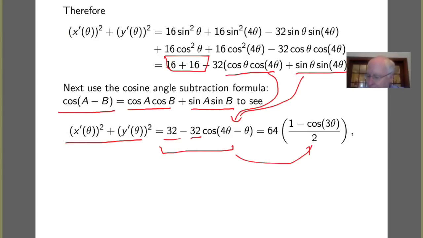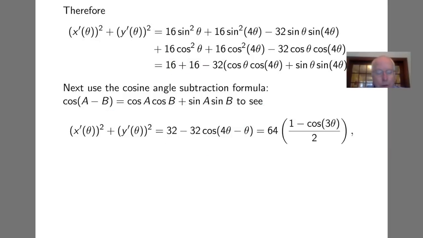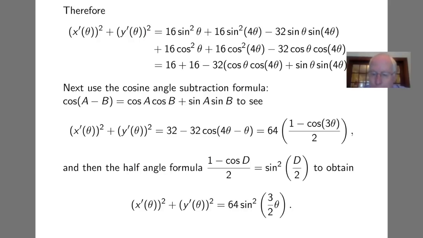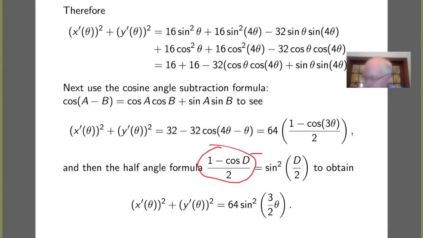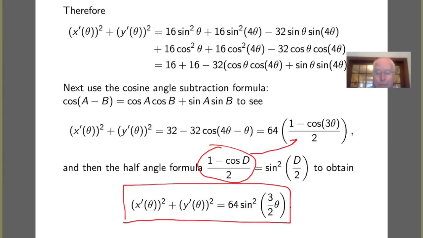That's something we've seen earlier when working with integrals of trig functions. In particular, recall the half-angle formula we use to integrate sine squared. It says that 1 minus cosine d over 2 is the same as sine squared of the quantity d over 2. And again, this expression is duplicated right here with the d equal to 3 theta. And so we can replace the thing in parentheses by sine squared of 3 theta over 2. So you get this rather compact expression for x prime squared plus y prime squared.